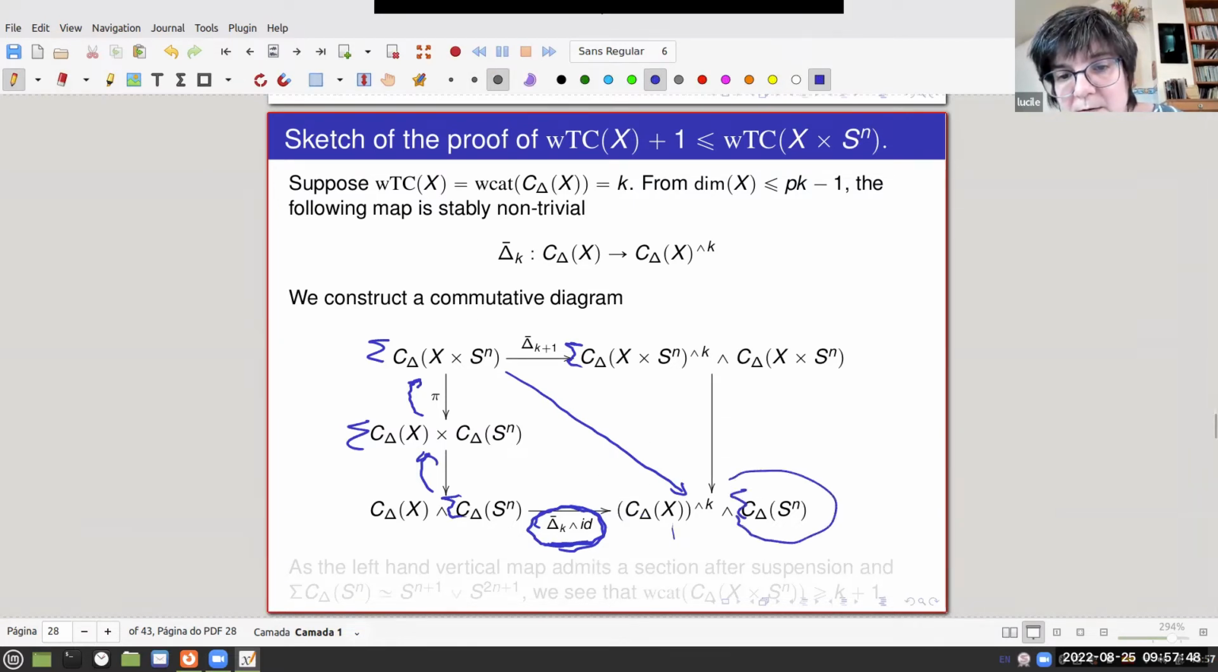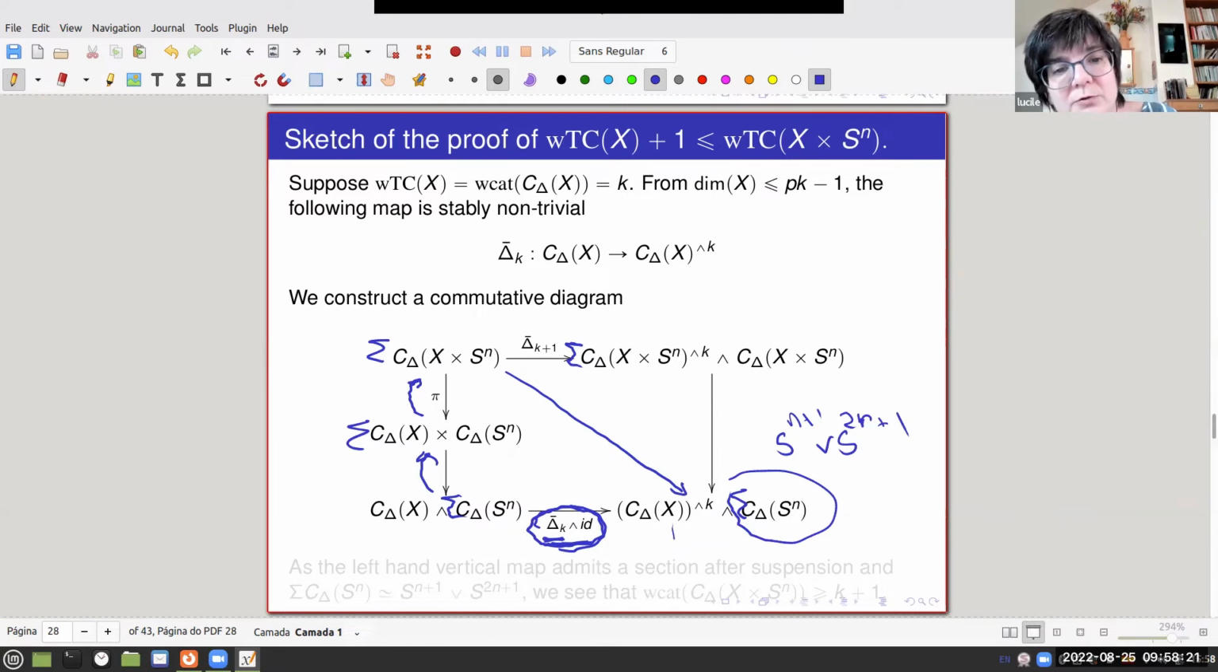Okay, and since this was a cell with an attaching map, which was a Whitehead product, after suspension this is just a wedge. So this is just equivalent to that, to 2n plus 1. Essentially this map here is just given by two suspensions of this map, which is not trivial by the hypothesis, stably trivial by the hypothesis.